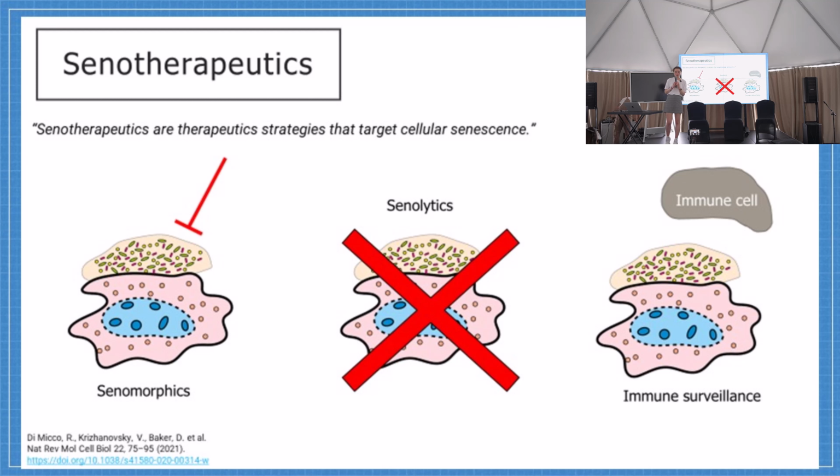And then the third aspect is so-called immune surveillance. That's something that's probably less well understood at the moment, but it's about understanding how these senescent cells are communicating with and activating the immune response, and what components of the immune system are actually involved in removing senescent cells from the body.